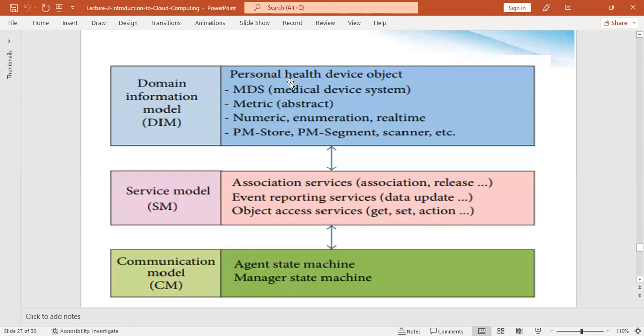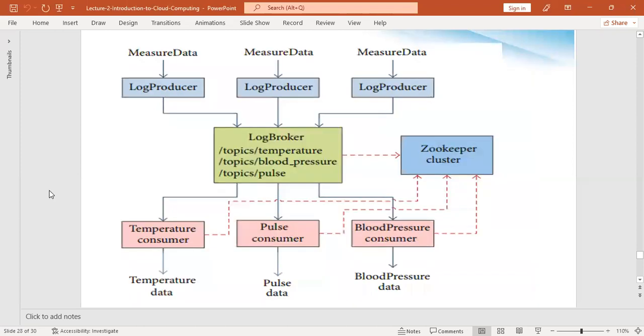The medical domain information model would be kind of a personal health device. It will contain the metrics, and it will contain the scanner, numeric, enumeration, and all these things will be happening in the service model. It will contain all those services for association, for event updation, get and set. So all those services will be performed at this layer of the protocol, and the third one will be the communication model.